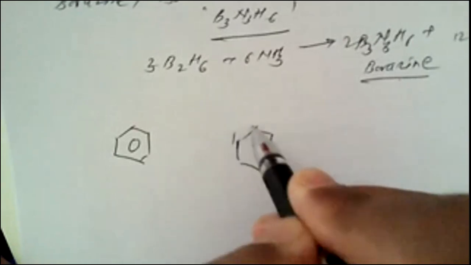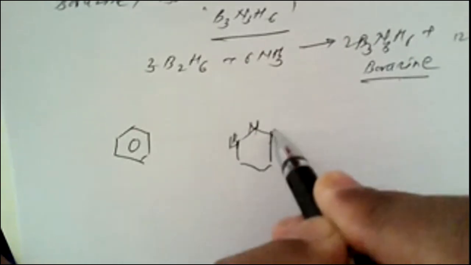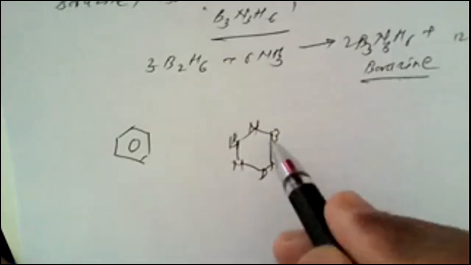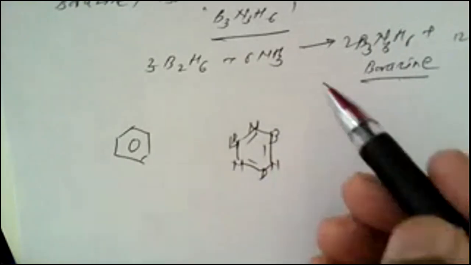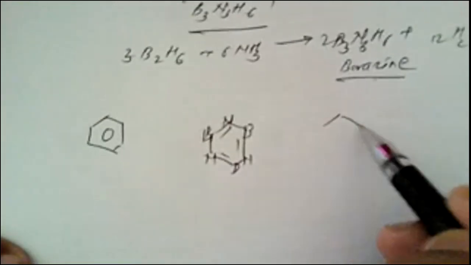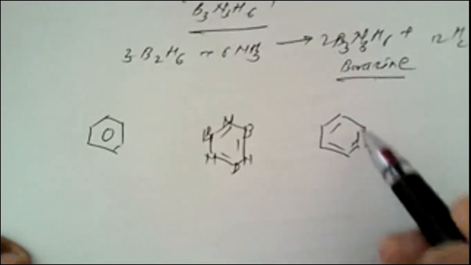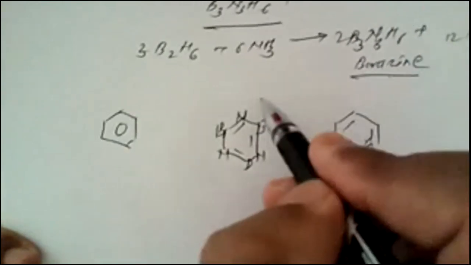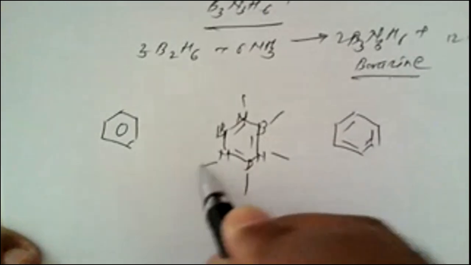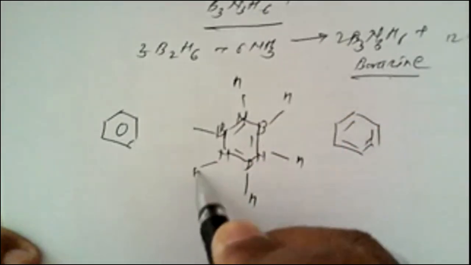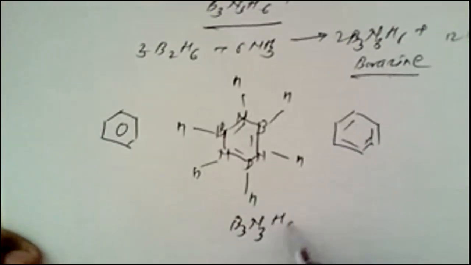This is a nitrogen, boron, boron, nitrogen, boron, nitrogen. So here alternate bonds are there. Similarly, in case of benzene, there are alternate bonds. Here 6 atoms are there, so BH, NH, BH, NH. So this is B3N3H6.